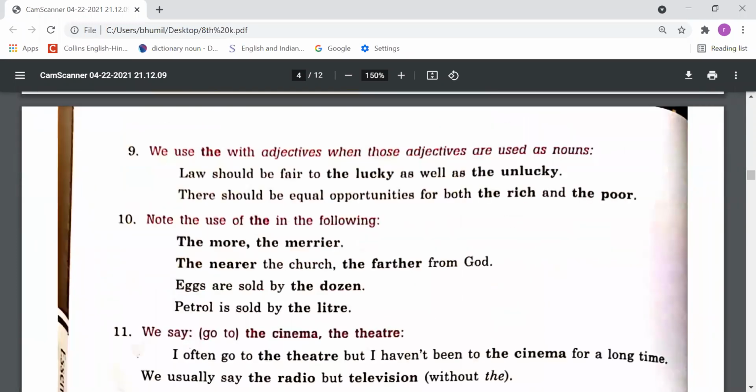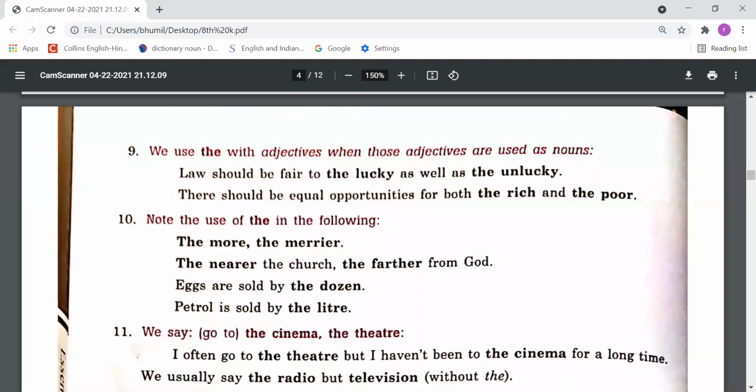Next, point number 9, we use the with adjectives when those adjectives are used as nouns. So dear friends, sometimes adjectives are used as a noun to represent the whole class. In that case also we should use the article. Like: law should be fair to the lucky as well as the unlucky. So we are not talking about any one lucky person, we are talking about all lucky persons and all unlucky persons. Okay, next, there should be equal opportunities for both the rich and the poor.